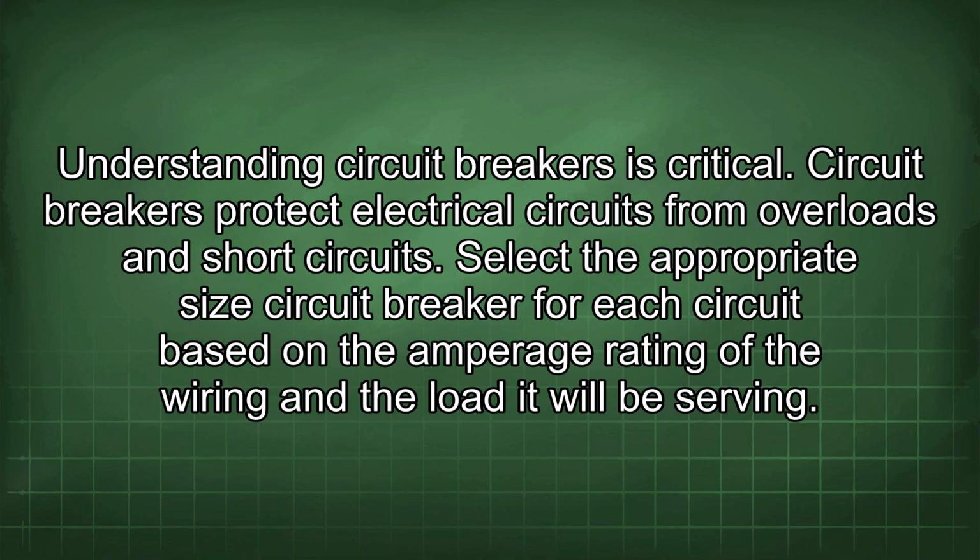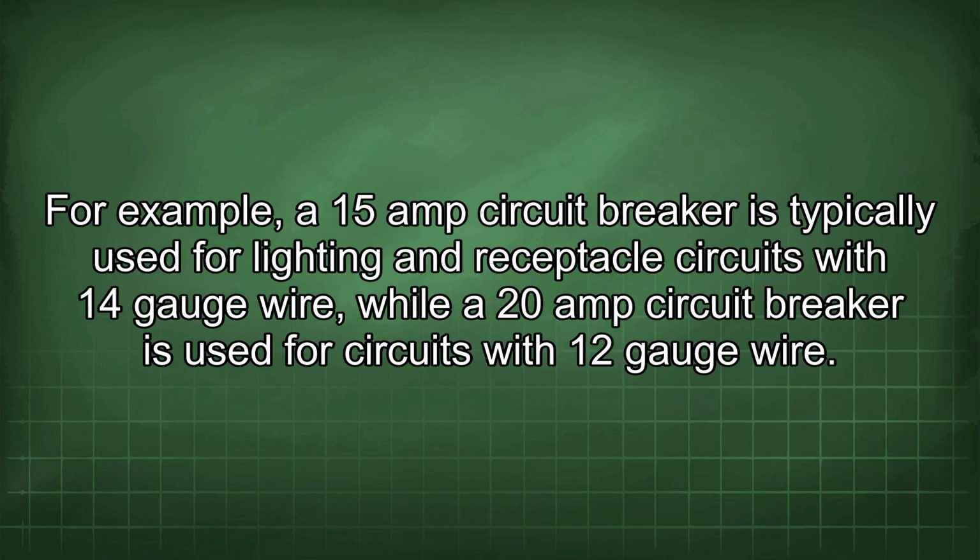Select the appropriate size circuit breaker for each circuit based on the amperage rating of the wiring and the load it will be serving. For example, a 15 amp circuit breaker is typically used for lighting and receptacle circuits with 14 gauge wire, while a 20 amp circuit breaker is used for circuits with 12 gauge wire.